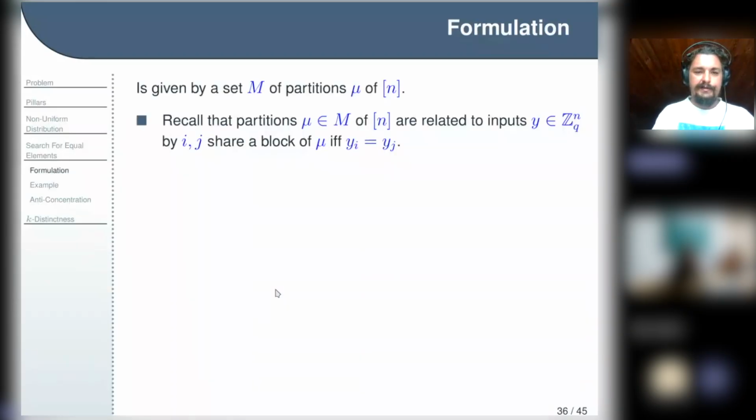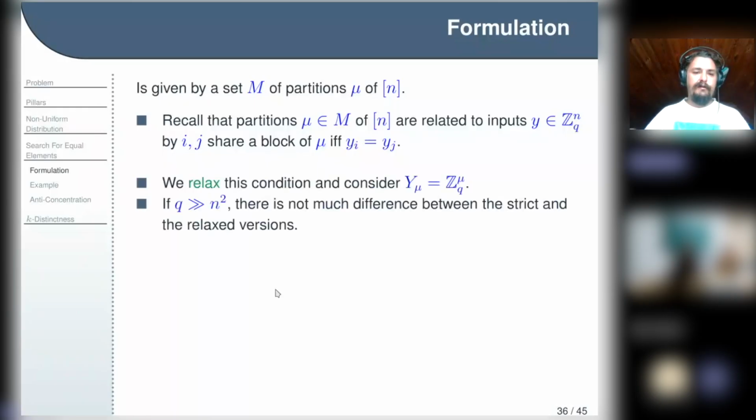I already explained it before. The set of types is given by the set of partitions. The partitions are linked to inputs if i and j share the same block, sorry, the same value. They share the same block if they share the same value of the input string. It's also a special case of the hidden subgroup problem. I think I don't have this on the slides, maybe I have it later, I don't remember. But this is the same thing we had for k-distinctness before. So I will relax this condition. That's why I need this q much larger than n squared.